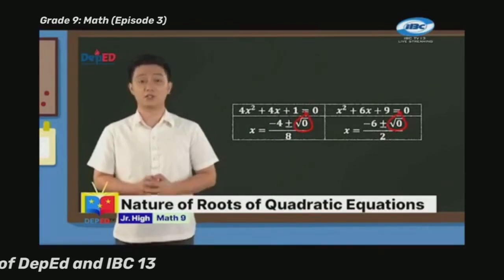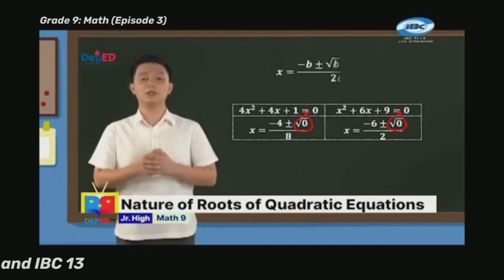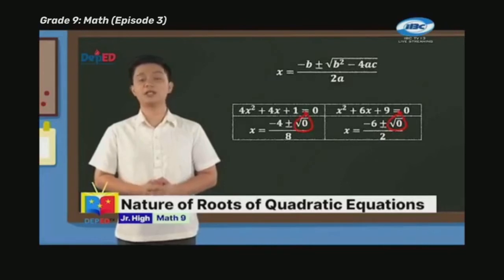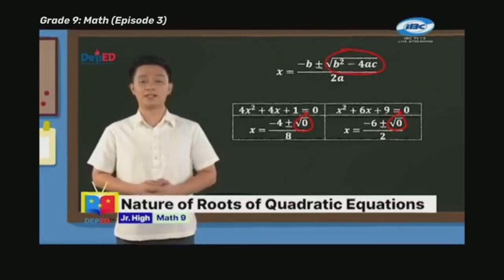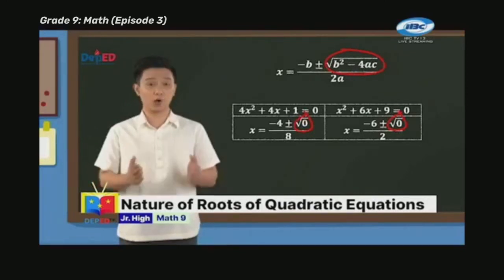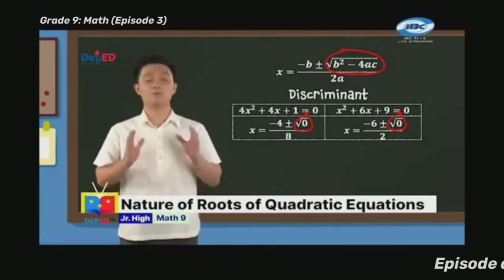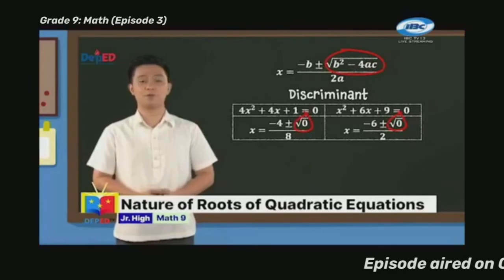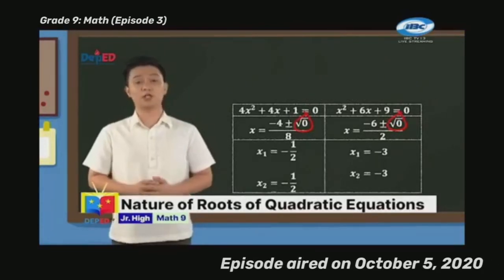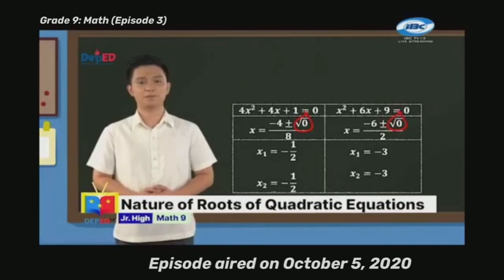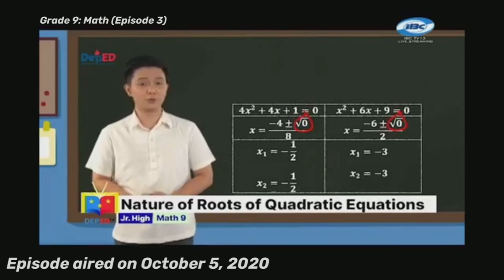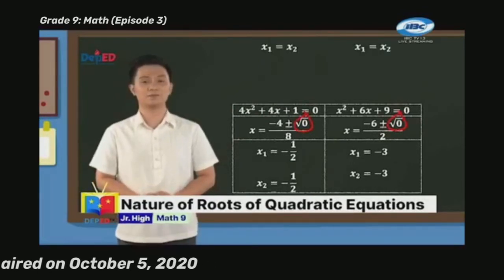We see that in solving for the roots of the equations using the quadratic formula, the values of the expression b squared minus 4ac, which is under the radical sign and is called the discriminant, are both equal to 0. Aside from this, were you able to spot another similarity? Let's see this detail. What do we say about the roots of each of the two equations?